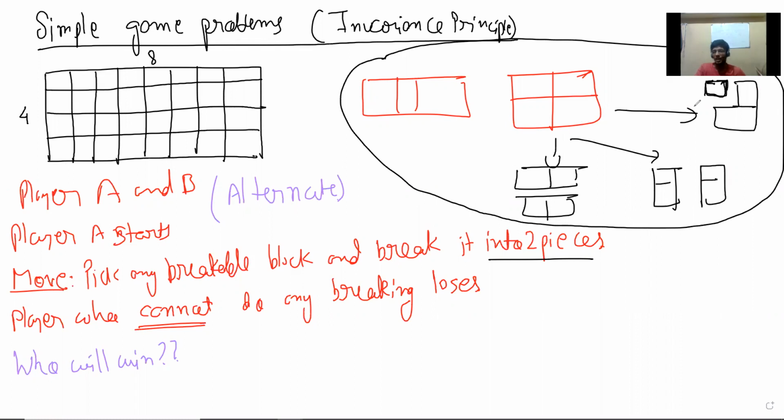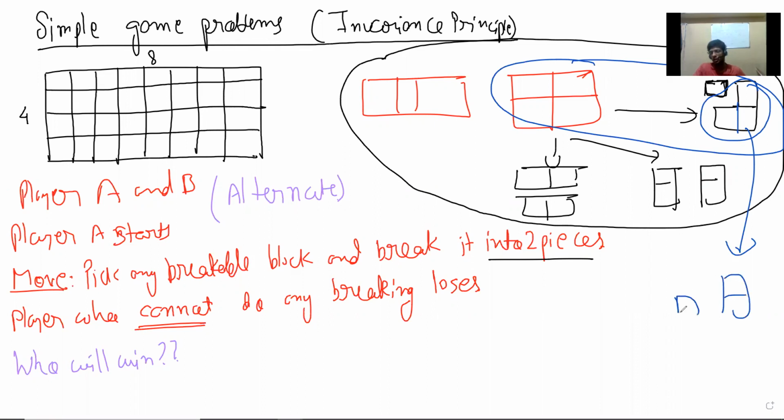So it could be like this. And then in the next step, someone might pick up this one, this L shape thing, and he may again break it like this. So at any stage there'll be many pieces, and we don't know what pieces will be there. You can pick any one of them and break it in any way you want. So it seems completely random.